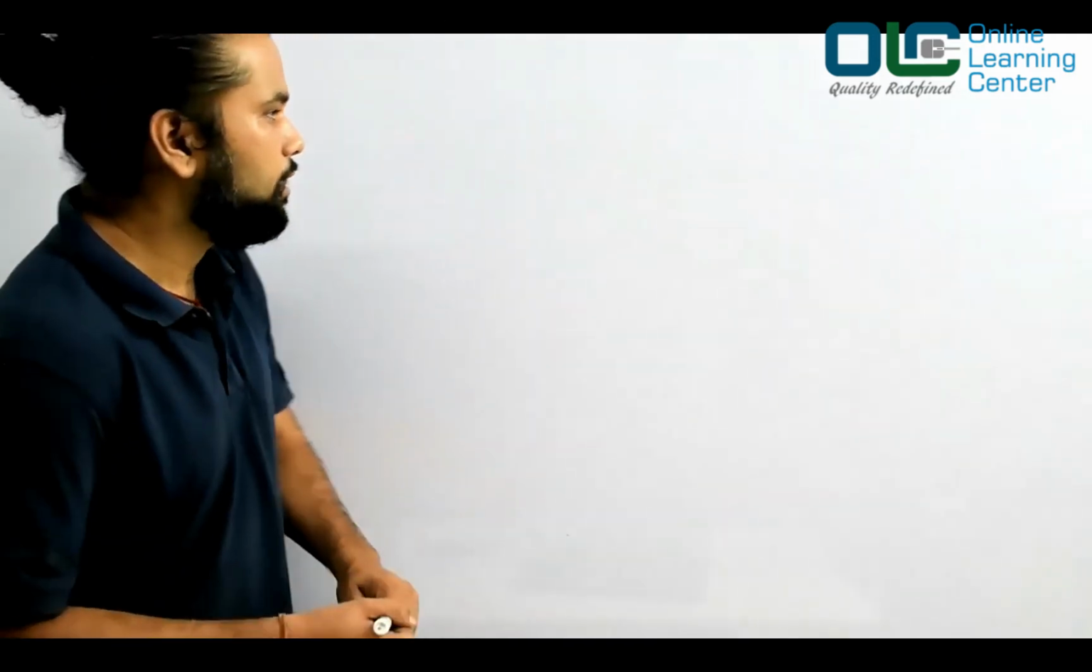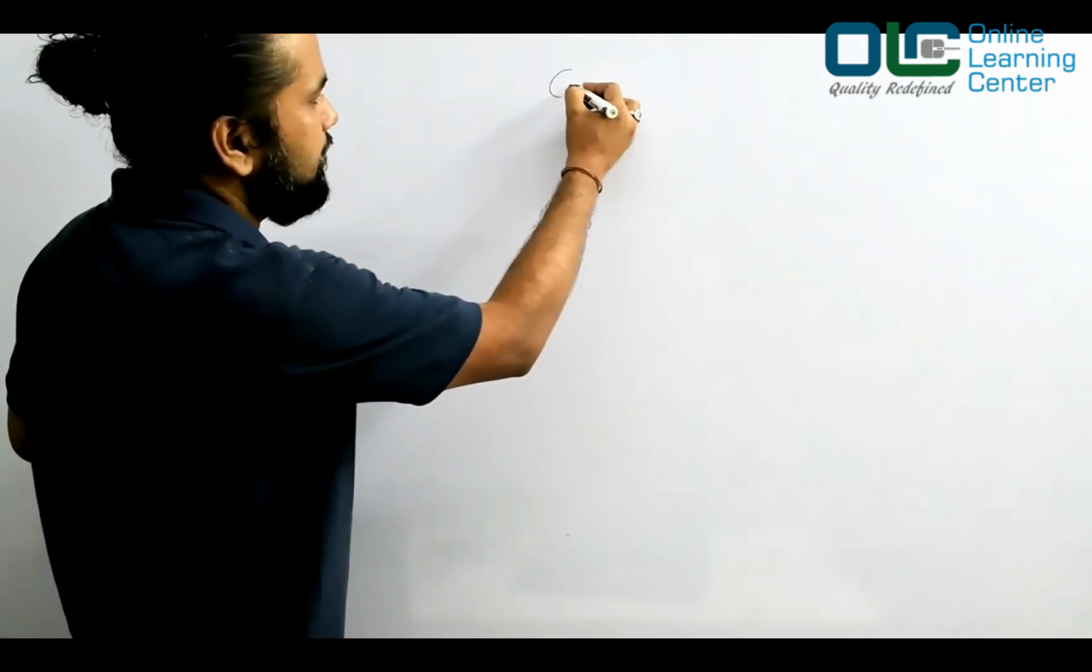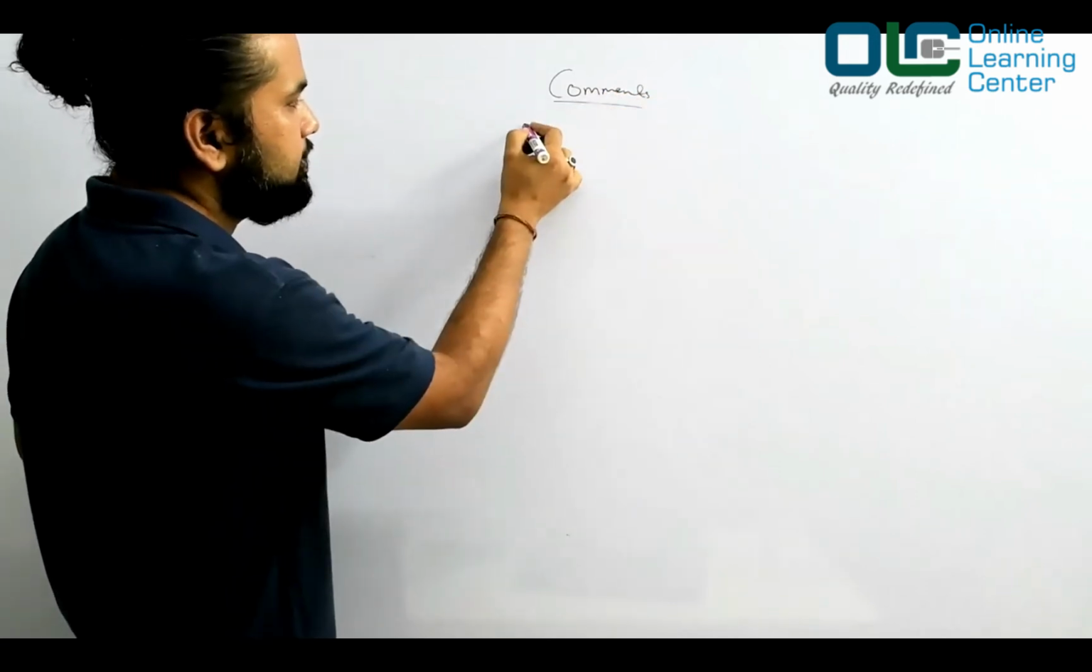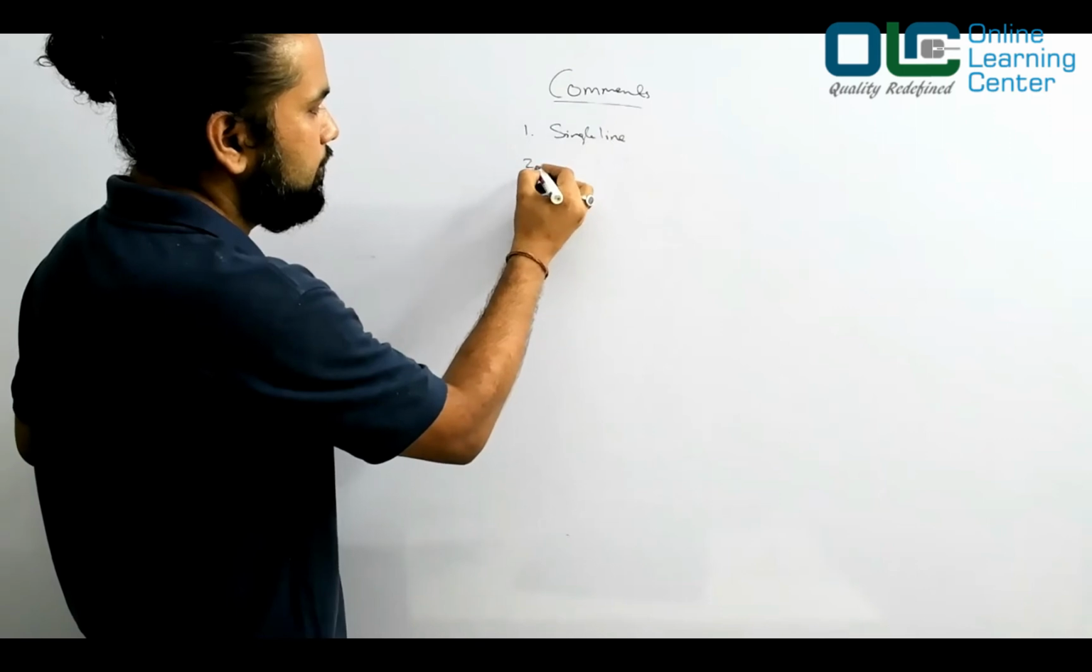Now let's talk about comments. You can always write comments in your Scala code, and the comments are basically of two types. One is your single line comment, the other one is a multi-line comment.